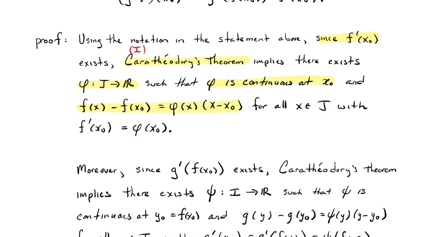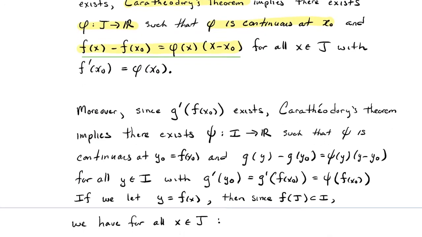All right, I highlighted it in green above. Maybe I'll underline it in green here. So what does it mean? The change in f is this function phi times the change in x. That's true for all x in j. And the derivative f prime at x naught is equal to phi of x naught. All right, so that's our first application of Theodore's theorem, applied to the differentiable function f.